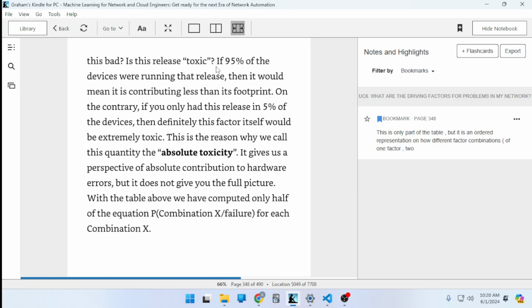With the table above, we have computed only half of the equation. P, the combination of the probability of the combination X leading to a failure, and remember this is a typo, just as much of a typo as if combination were spelled COMPINA. You know, it's that sort of typo. It's not a typo where there's any meaning or value in what the incorrect character is.